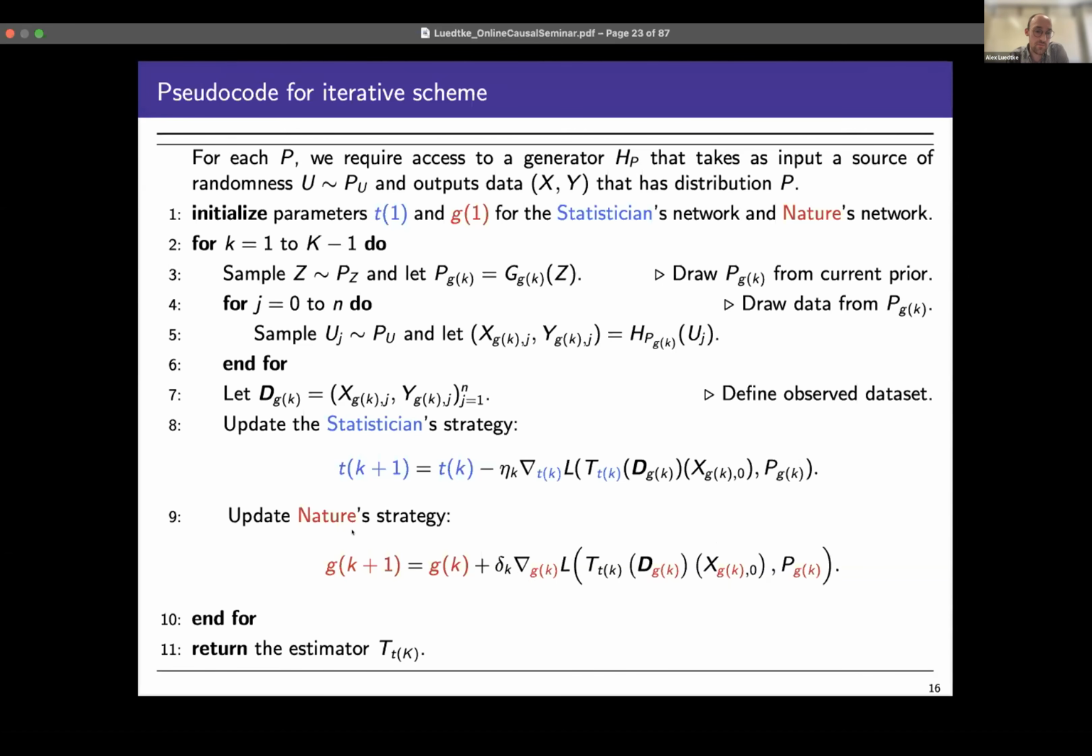So we iterate this many times, iteratively doing stochastic gradient descent and ascent here. And then at the end, we just return the final estimator that we've learned, the final statistician strategy. I'll note this is a stochastic gradient descent ascent approach. There are many other ways of implementing this optimization scheme. This is just sort of the simplest one that I can present here. And there are a few others with slightly better convergence properties as well.